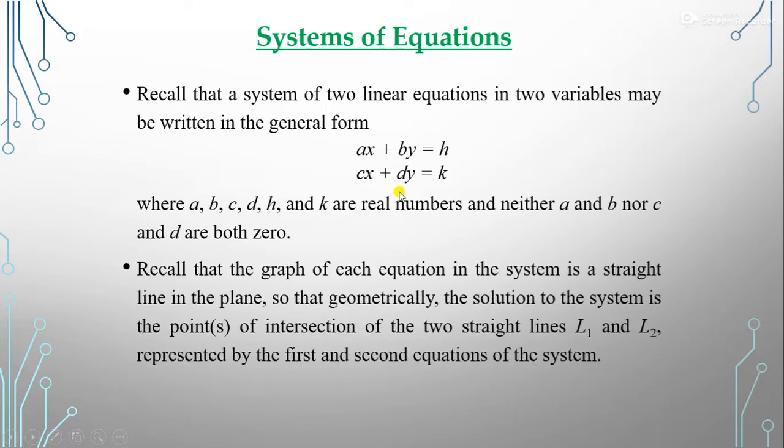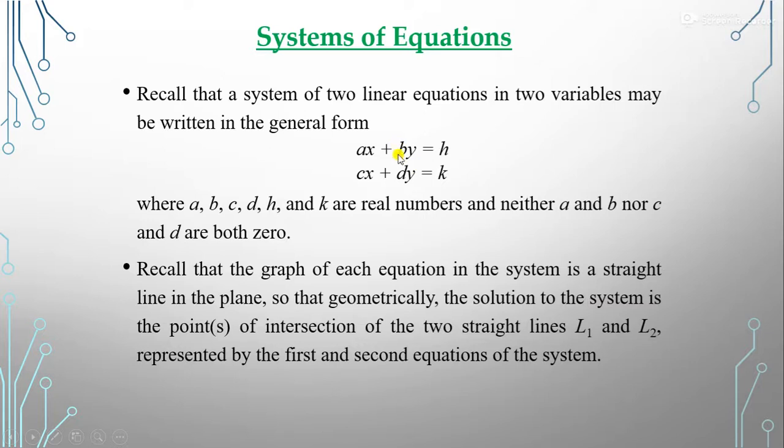Now by the graph we can represent the solution of these equations by a straight line, because these are all linear equations. What will be the graph of a linear equation? You know that the graph of any linear equation is a straight line in the plane. So now how can we show it geometrically? The solution of the system is the point of intersection of two straight lines L1 and L2.